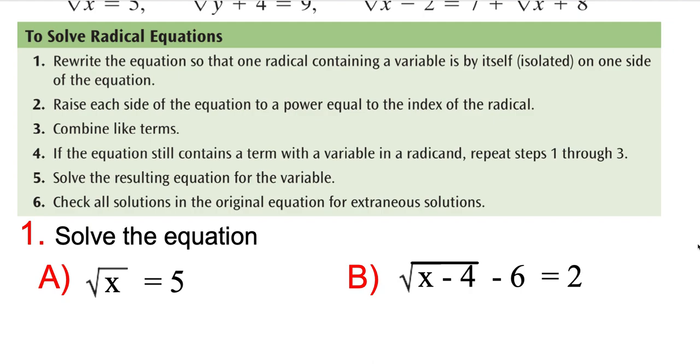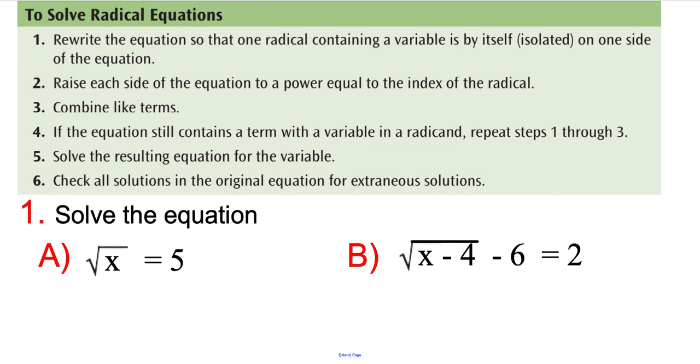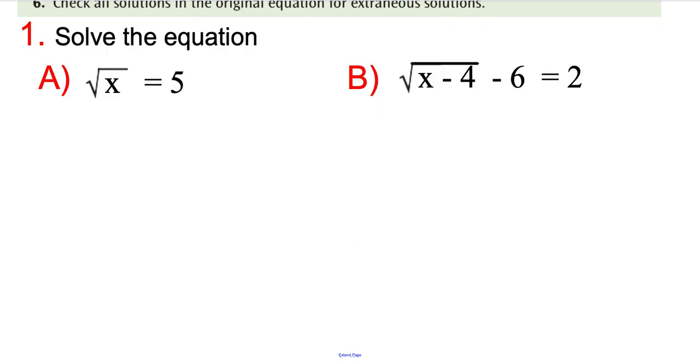So we're going to rewrite it so there's one radical on one side of the equation, and then we're going to raise each side to a power to get rid of the radical. So a power equal to the index. That's the little number inside the little check mark area. Okay? Combine like terms when we're done. If we still have a radical, then we're going to redo everything. Get the radical by itself again, square or cube, or whatever to both sides, and then we should be able to finish it out. Okay? So if you're a step person, always go back to those 6 steps to solving radical equations. But we're going to look at these two examples here, see how it works.